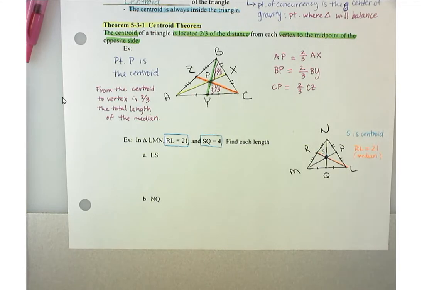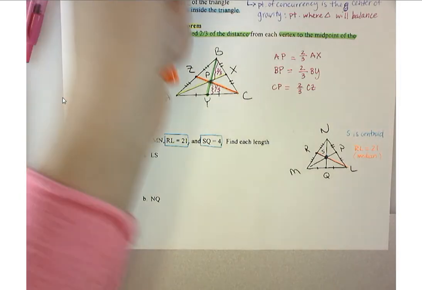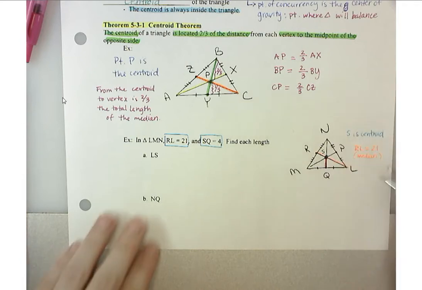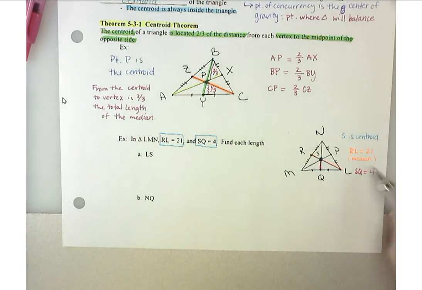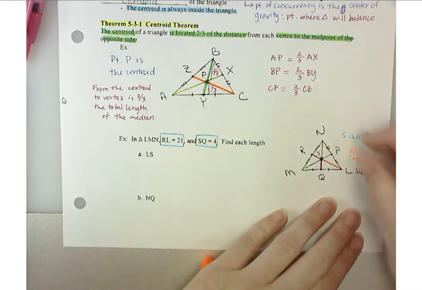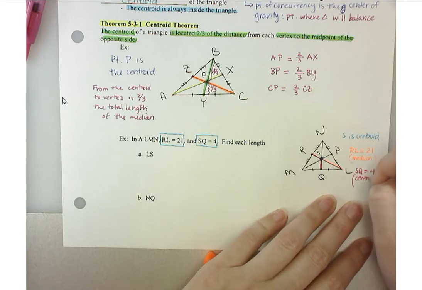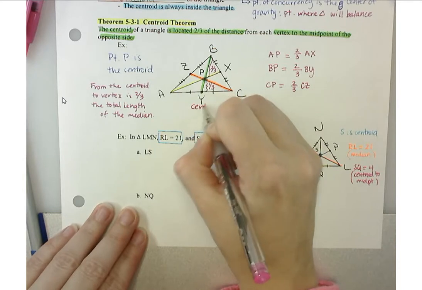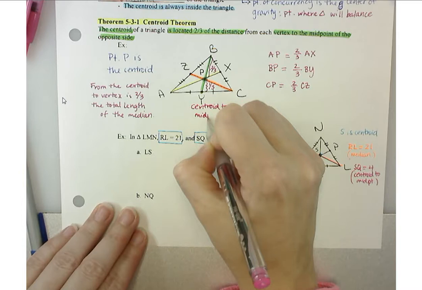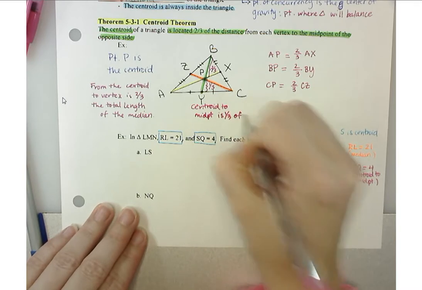And then they also give you SQ. And SQ is right here. That equals 4. So SQ is going to be from the centroid, not to the vertex, but to the midpoint. So this goes from centroid to midpoint, which if we look up above here, centroid to midpoint, is 1/3 of the median.